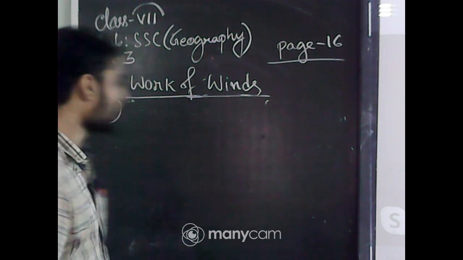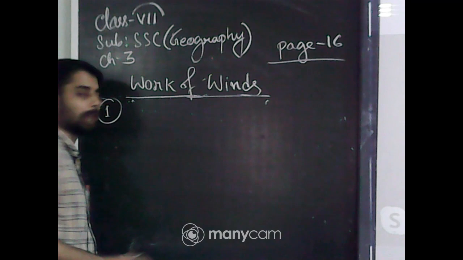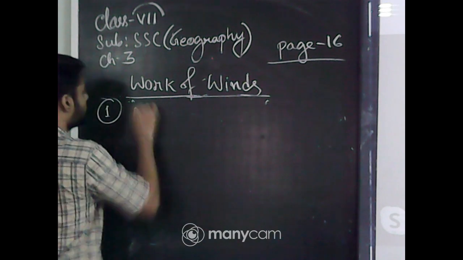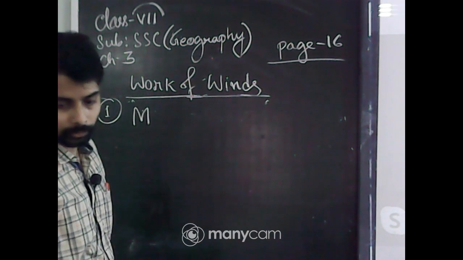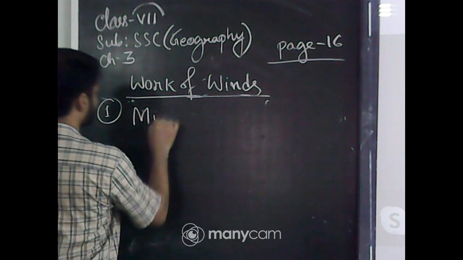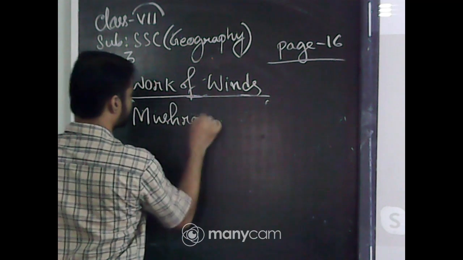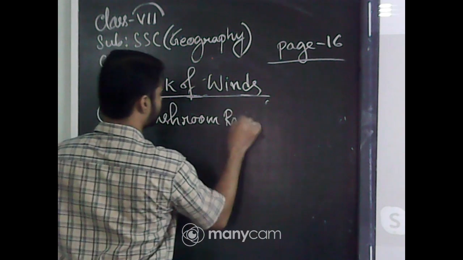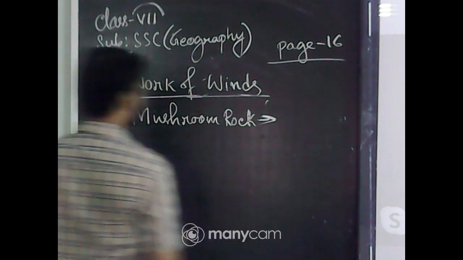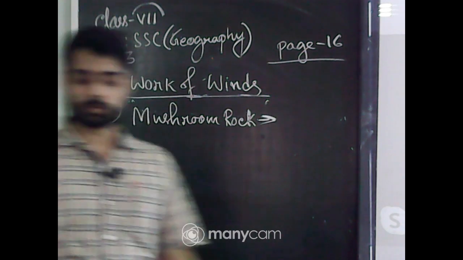Now in this work of winds we will discuss 3 types of landforms. First one, mushroom rock. What is mushroom rock?